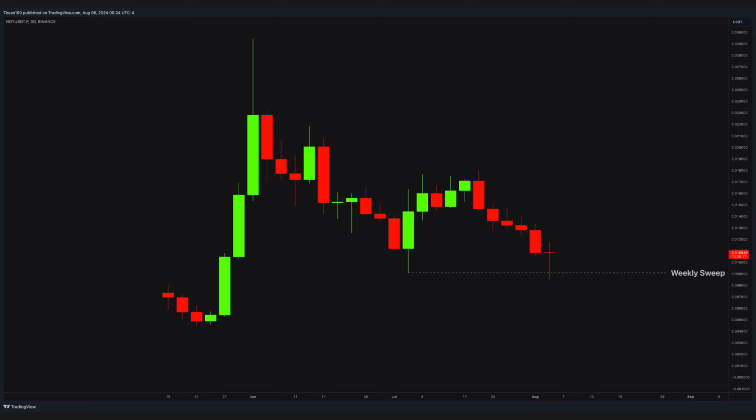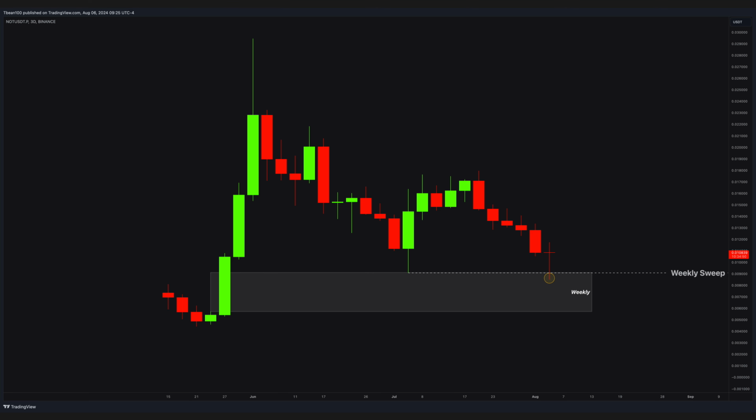As you know, after the big Monday crash, all the assets around the world start to stabilize and do their comebacks as small rallies. NOT/USDT was the number 3 top gainer of the day. In the weekly, it strongly rejected this price level after the liquidity sweep. It also hit this weekly imbalance area, as you can see.